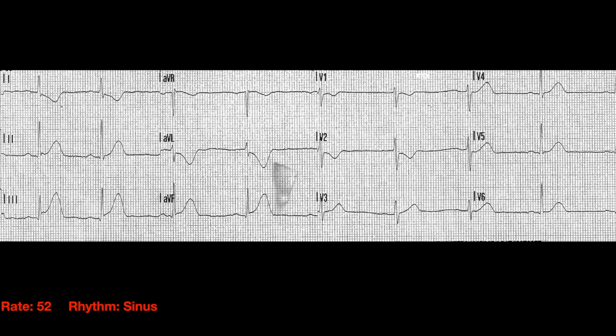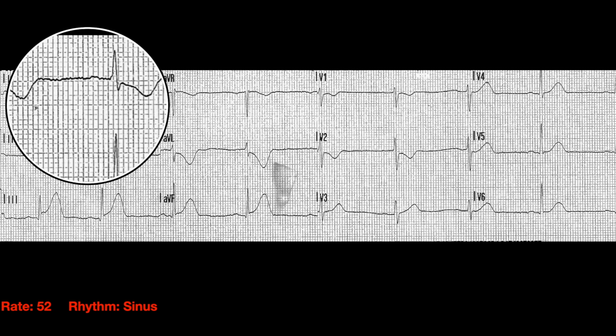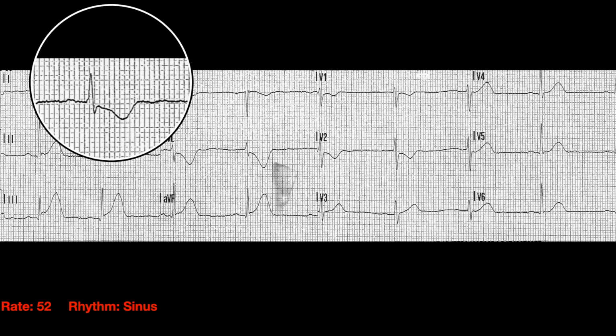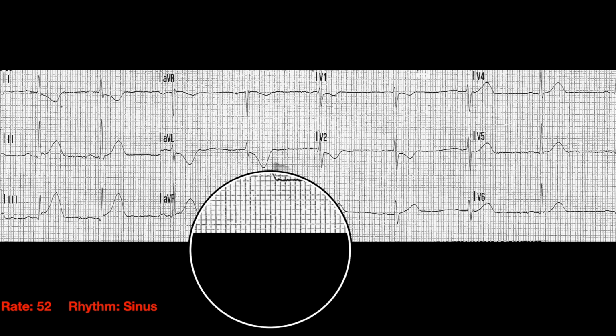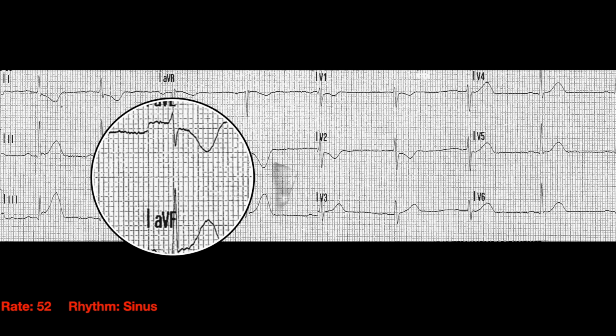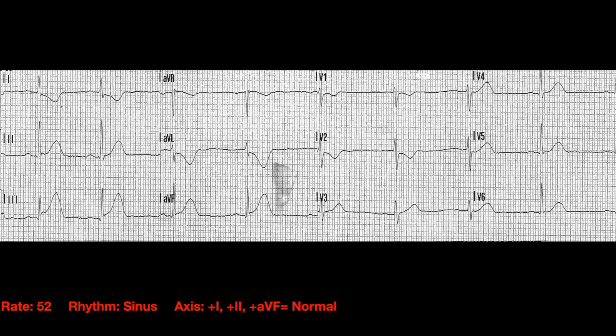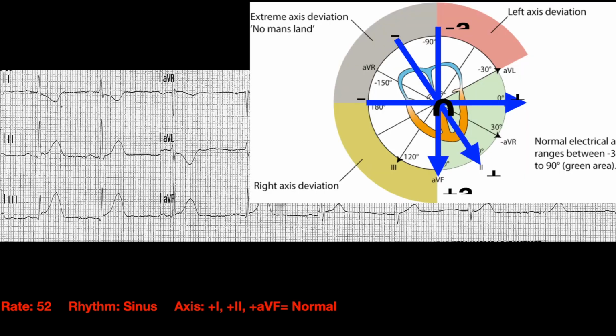Rate, rhythm, axis. Looking at the axis, we look at lead 1, and we are mostly upright in lead 1. We are mostly upright in lead 2, and we are mostly upright in lead AVF. So if you pull out a chart for it, I'll tell you that it's normal because we've done this enough, but when you look at it, here is lead 1, positive-wise. That's all going to be on this side. Lead 2 positive is over here. Lead 3 positive is over here. And the only place where those all intersect is somewhere in there. So this is going to be a normal axis.